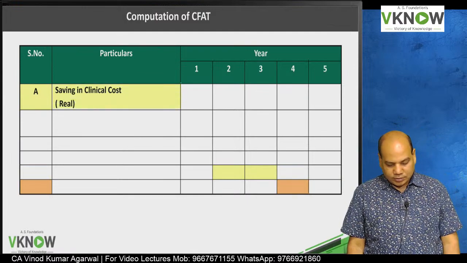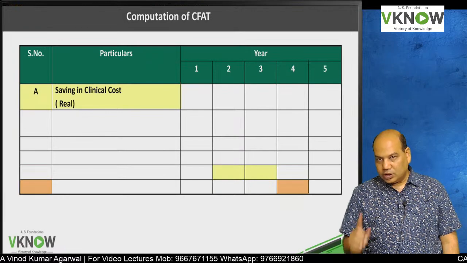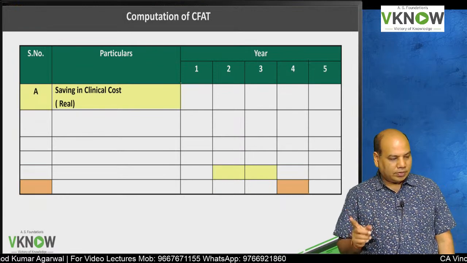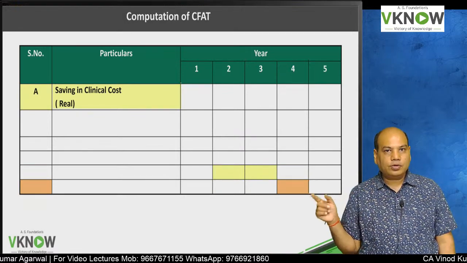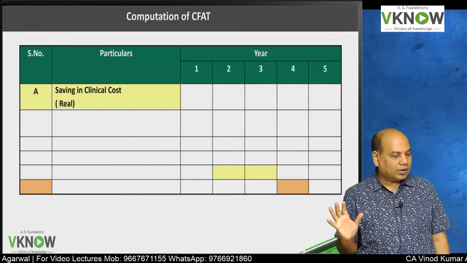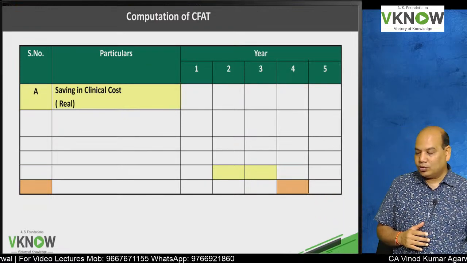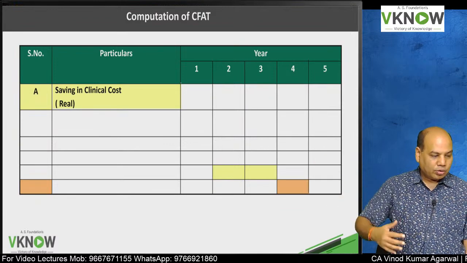So first you write serial number, particulars, year. Under year 1, 2, 3, 4, 5. Take a scale, draw lines. If you have scale at home. If you don't have, go to some neighbor, borrow. Income.